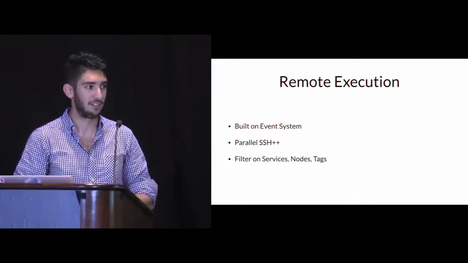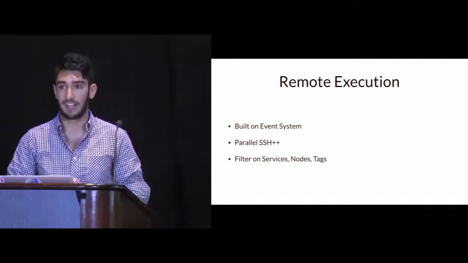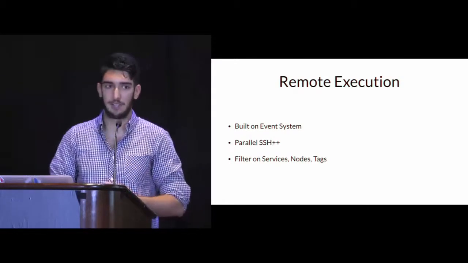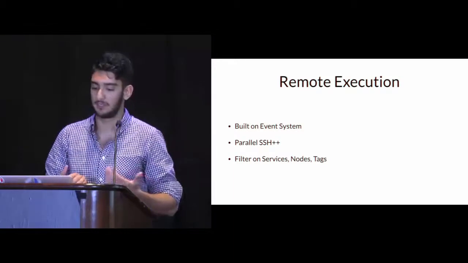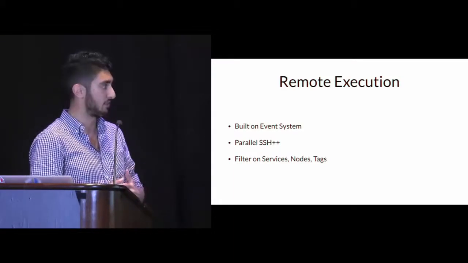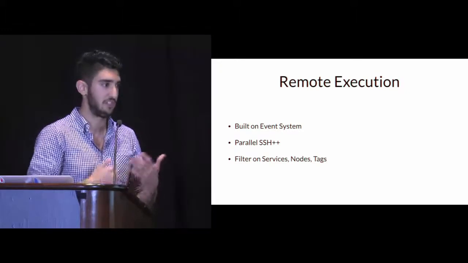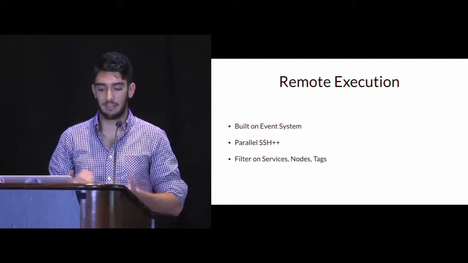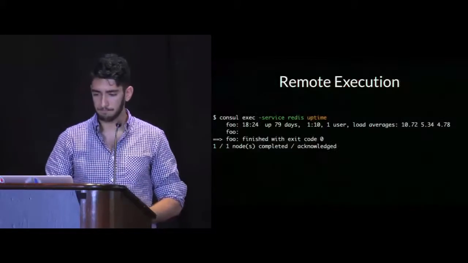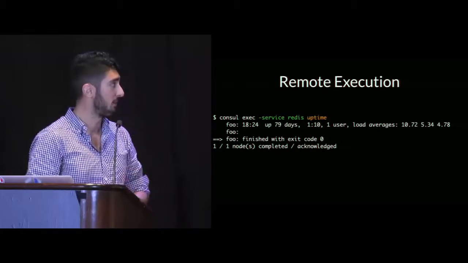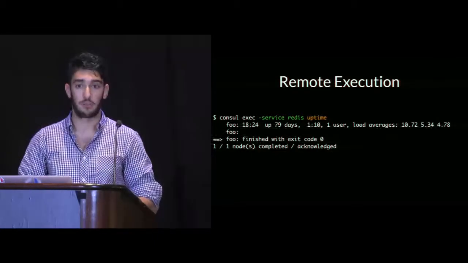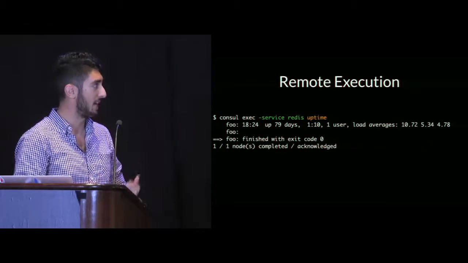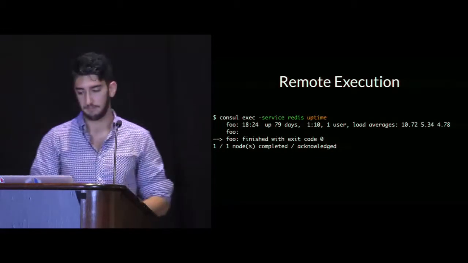Building on top of that is kind of giving you the ultimate hammer, which is a remote execution framework. This is layered on top of the event system, and you can think about it as basically being parallel SSH++. It again blends in information from the service catalog, so you can filter on services, nodes, tags, all of that data, but you don't have the same kind of limitations of parallel SSH. Using that is super simple. Let's say we want to target our Redis nodes. We want to just run the uptime command on all of them. Just run consul exec, filter on service, run uptime, boom, it streams all of the results back to us.